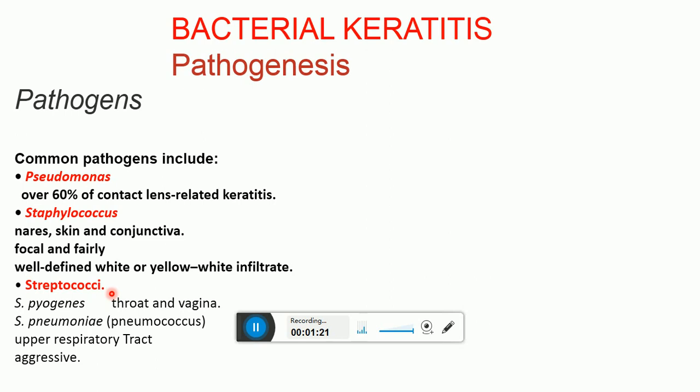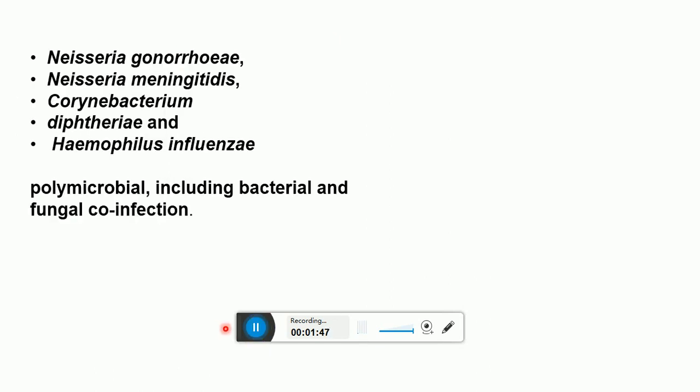The next common organism is Streptococcus, a common gram-positive commensal of the throat and vagina. Strep pneumoniae is a pneumococcus and is a gram-positive commensal of the upper respiratory tract. Infection with Streptococcus is often aggressive. Bacterial keratitis usually develops only when ocular defenses have been compromised.